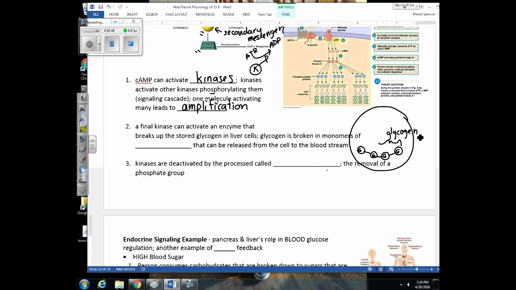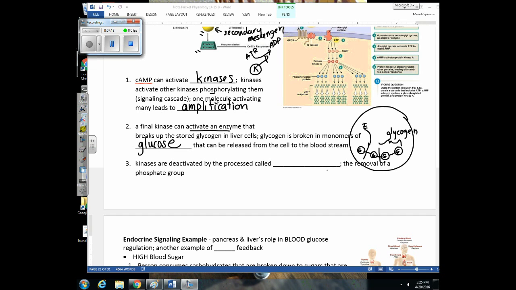And ultimately, what happens in this signal transduction pathway is that the response is the activation of an enzyme. And this enzyme, now that's activated, can go and break up the glycogen, releasing the glucose molecules. So these glucose molecules then can be utilized for energy. So we're going to take the glycogen and break it up into monomers of glucose.